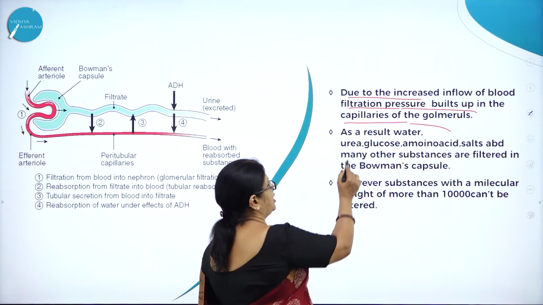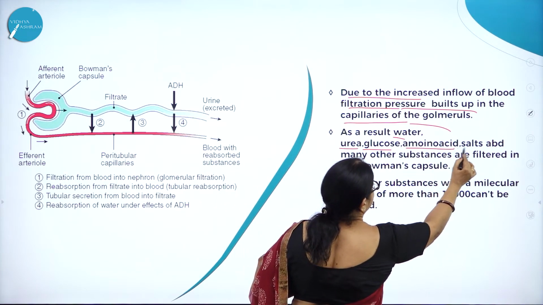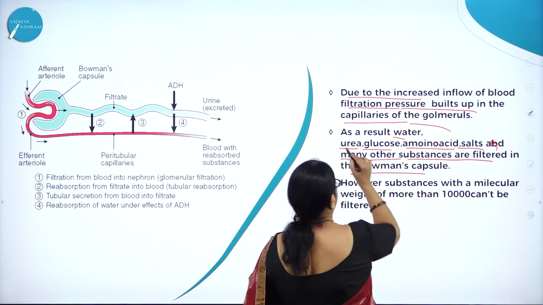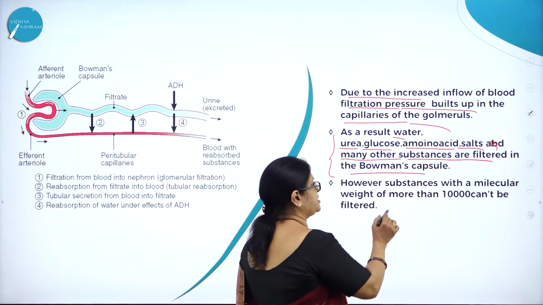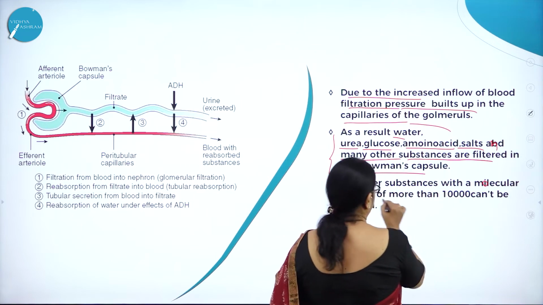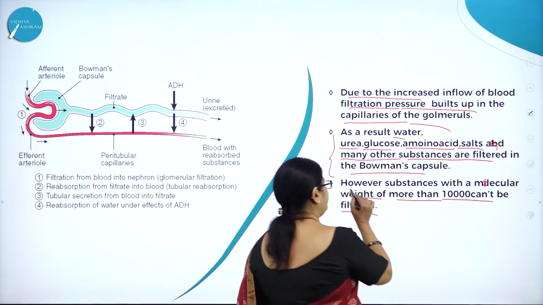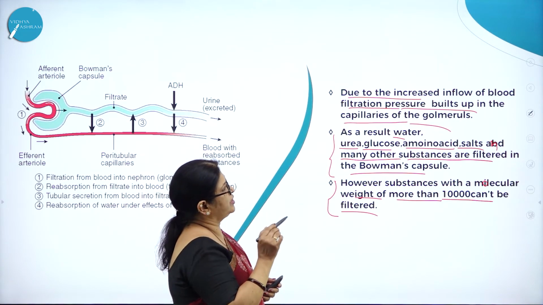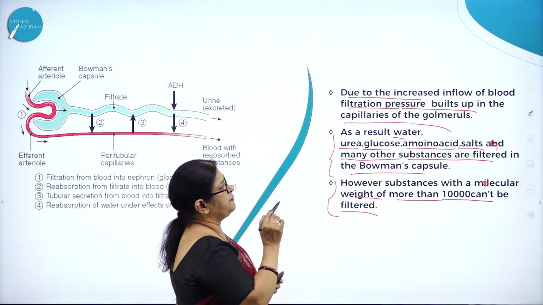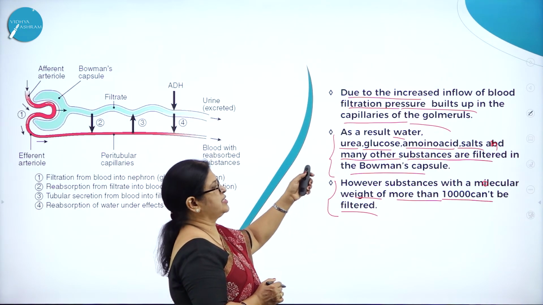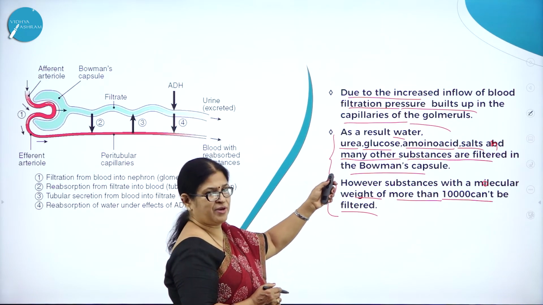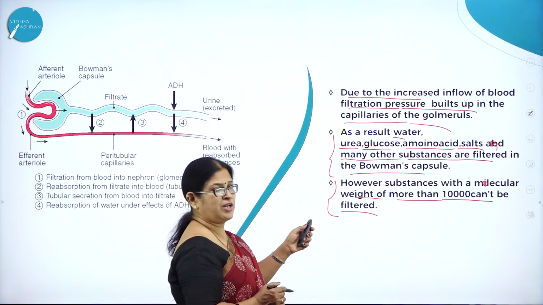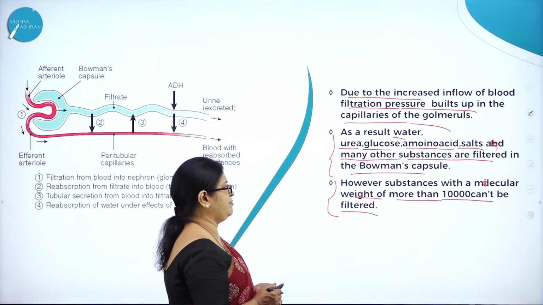As a result, water, urea, glucose, amino acids, salts and many other substances are filtered in the Bowman's capsule. However, substances with a molecular weight of more than 1000 cannot be filtered.